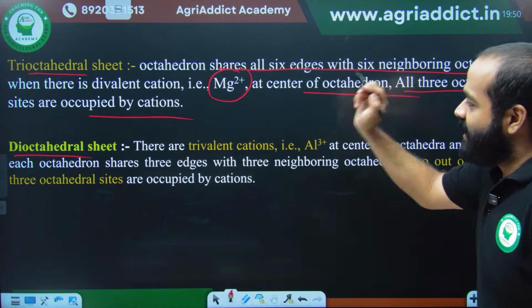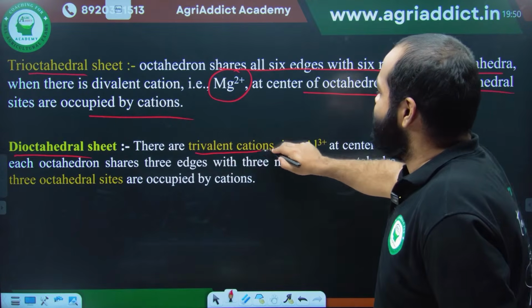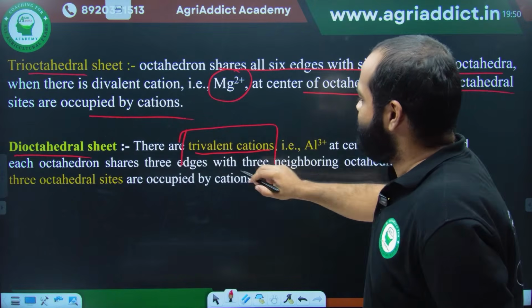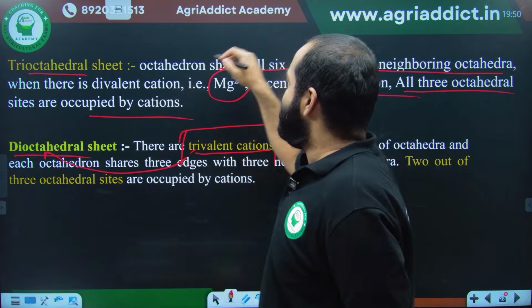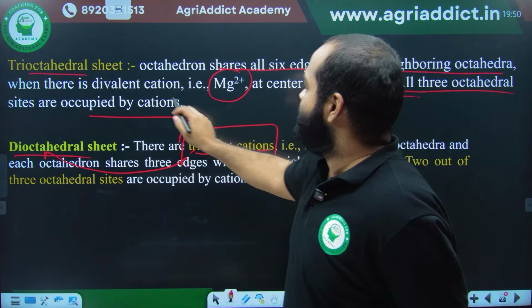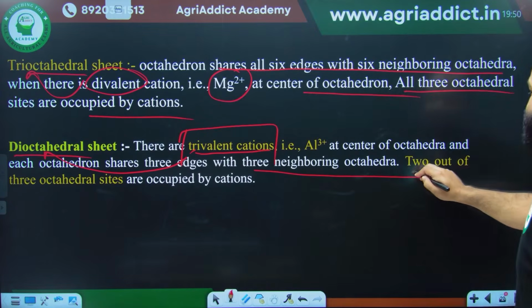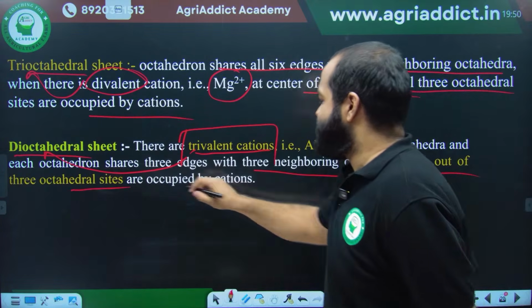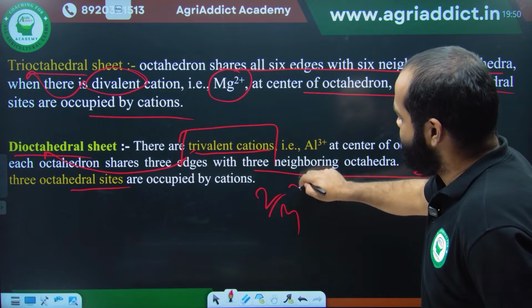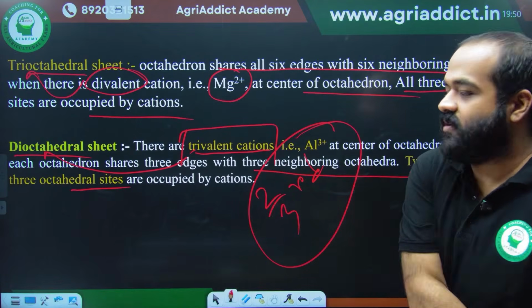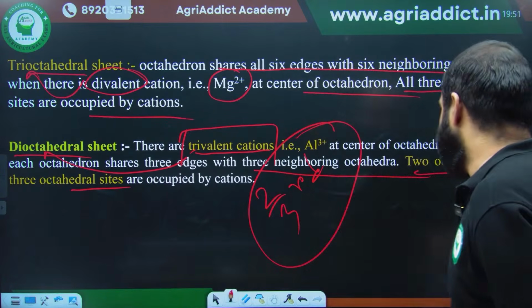Right? Dioctahedral sheet, these are the trivalent cations. Always remember this: trivalent cations will form di. Divalent cations is not written anywhere here. Divalent cation will form tri, right? With 3 neighboring octahedra, 2 out of 3 octahedral sites, 2/3 of the octahedral sites are filled.